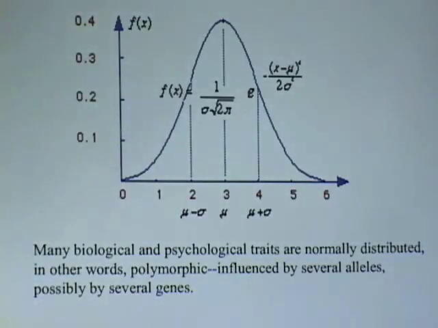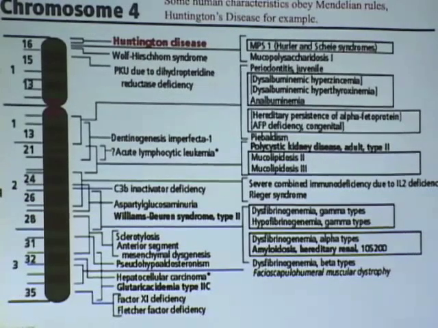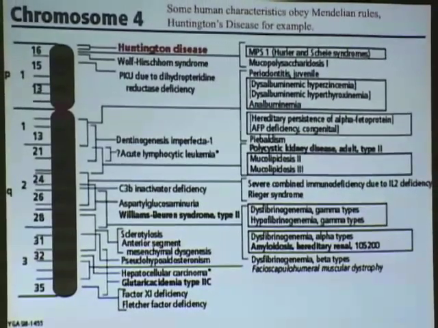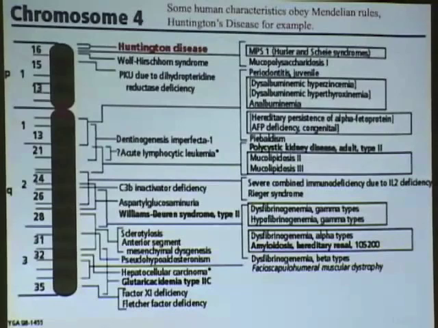So biological and psychological traits tend to be normally distributed, polymorphic, influenced by several alleles, possibly several genes. Again, they're quantitative traits. I could only think of one instance where there's a qualitative trait in humans, and that's Huntington's disease, with which you are familiar or no? Okay, so what's the big symptom in Huntington's disease?